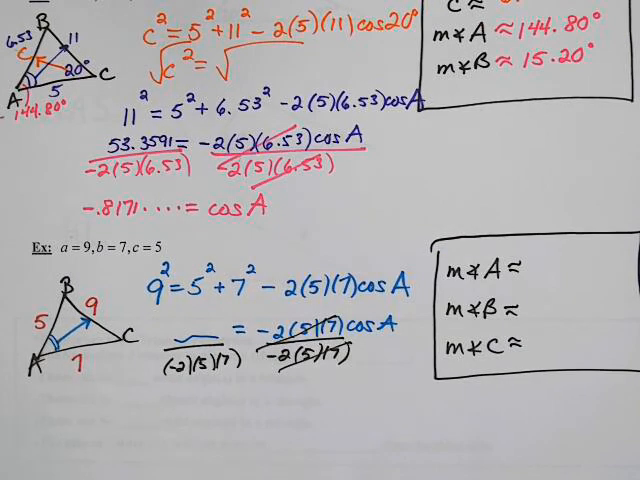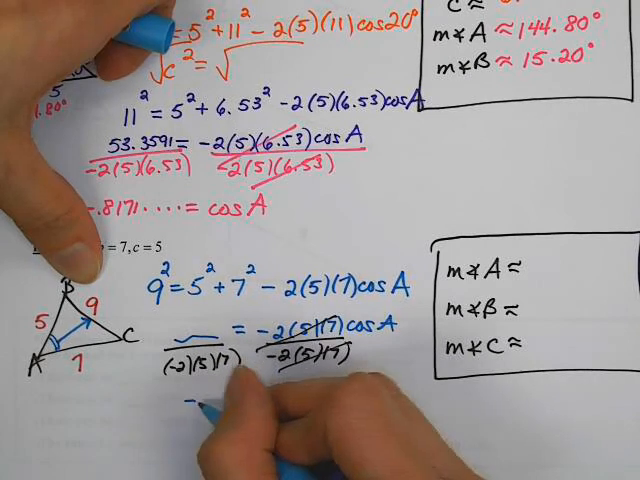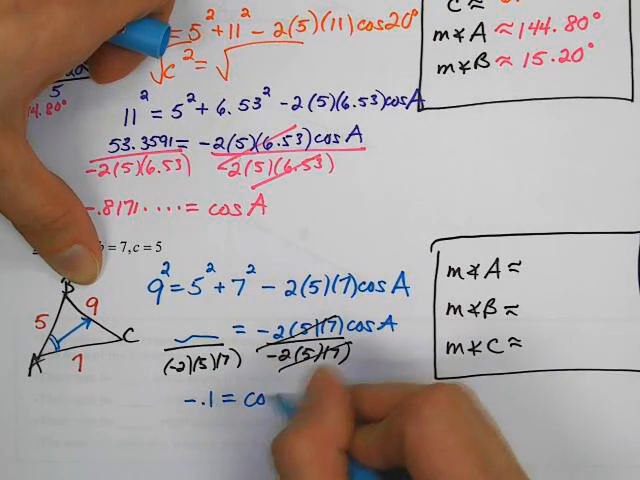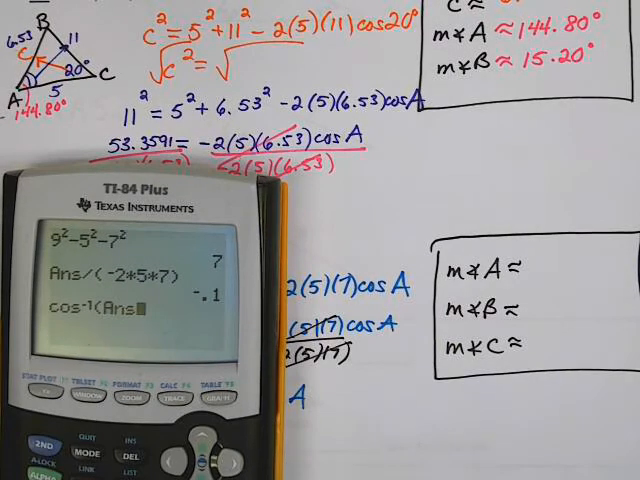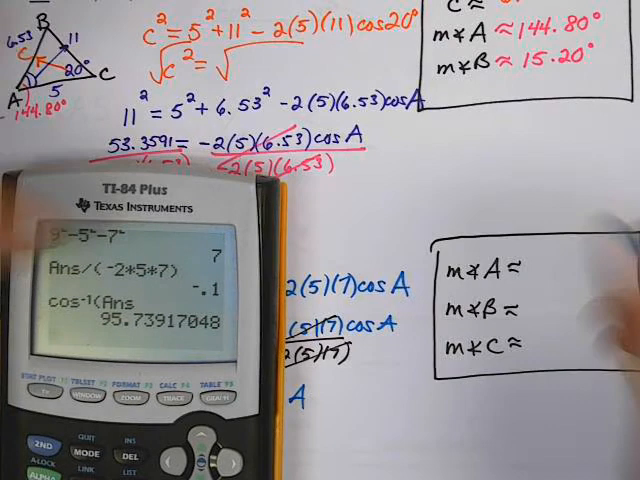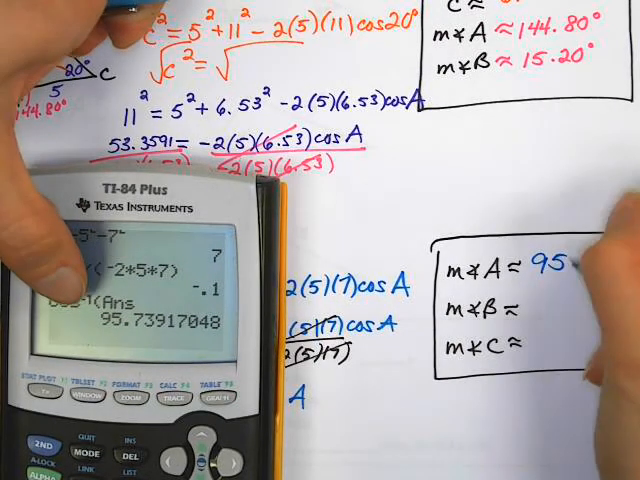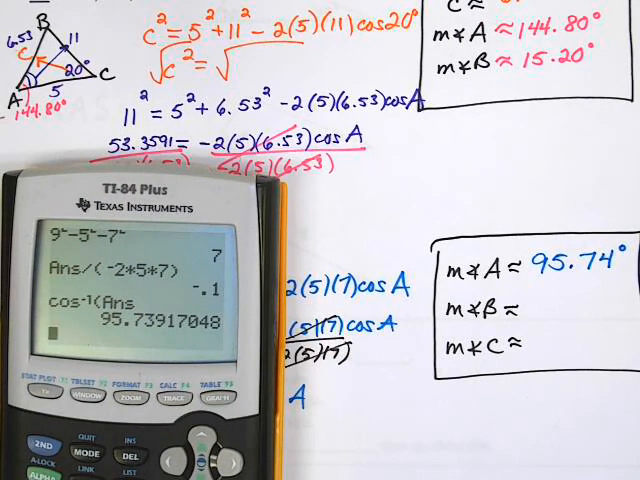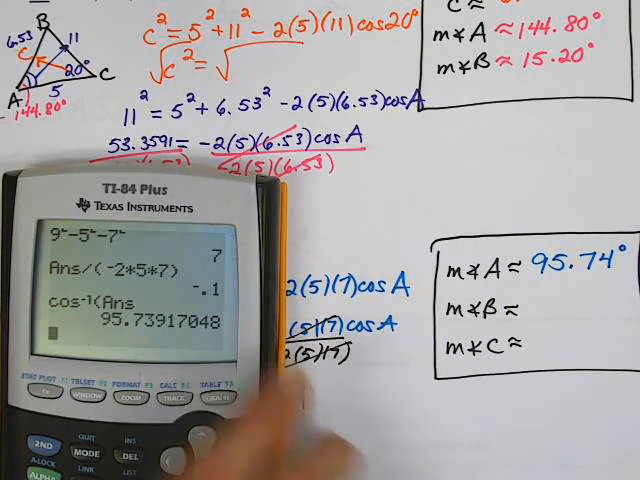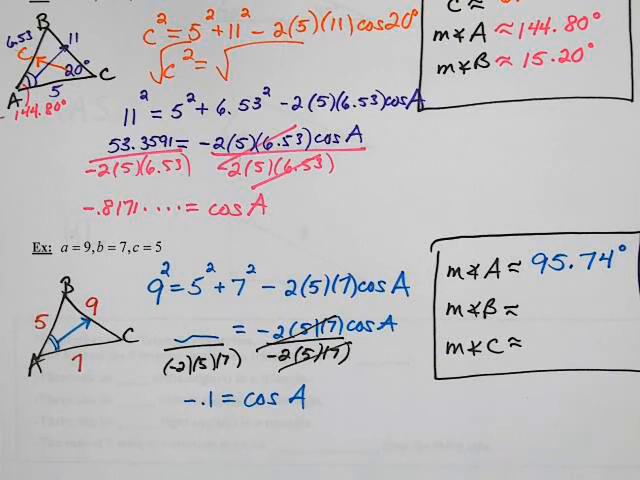We're now at the point where we have -0.1 equals cosine of A. And how do you find an angle? Cosine inverse the answer. So the measure of angle A is about 95.74 degrees. Okay, I'm going to do a little less writing this time and see who could handle it.